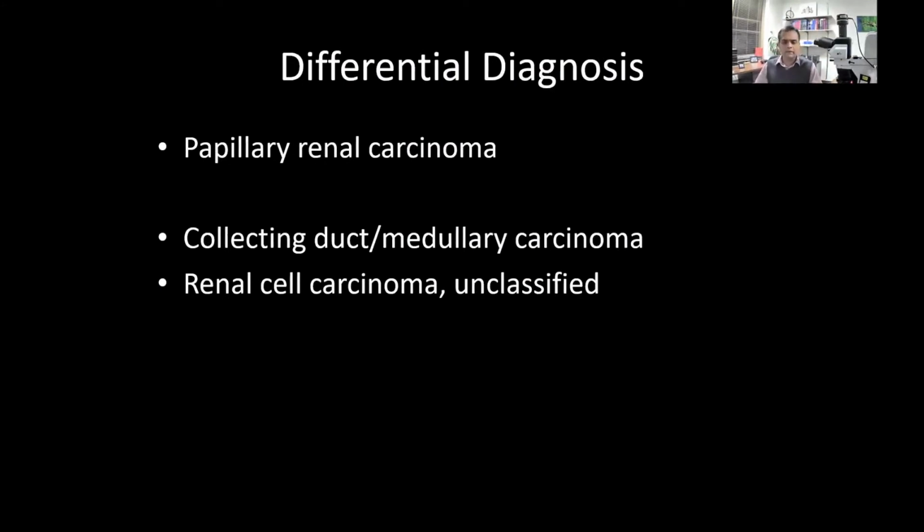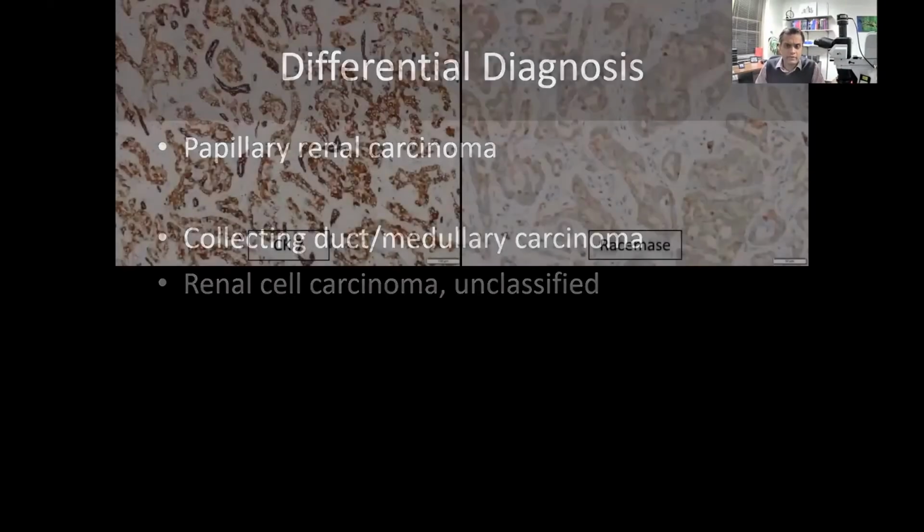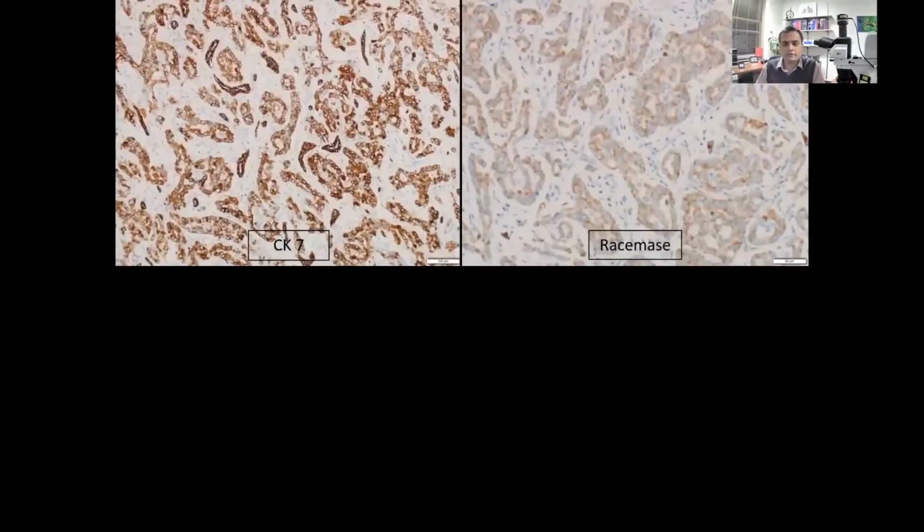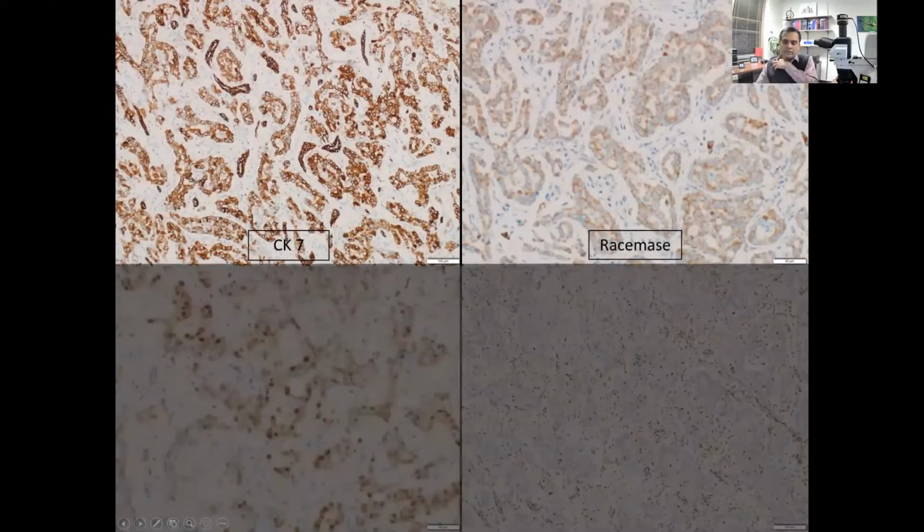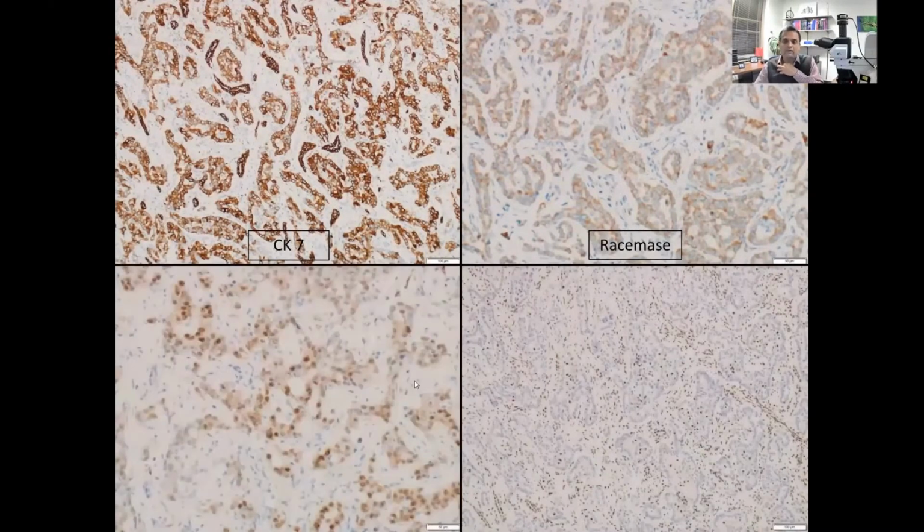So then we have only very few entities remaining in our differential diagnosis. So what about papillary renal cell carcinoma? We can see high-grade papillary renal cell carcinoma sometimes. So PRCC, as we know, are usually positive for CK7, and this tumor was diffusely positive, and racemase was also diffusely positive, as we see in papillary renal cell carcinoma. However, these two stains basically ruled out papillary renal cell carcinoma and nailed down our diagnosis.